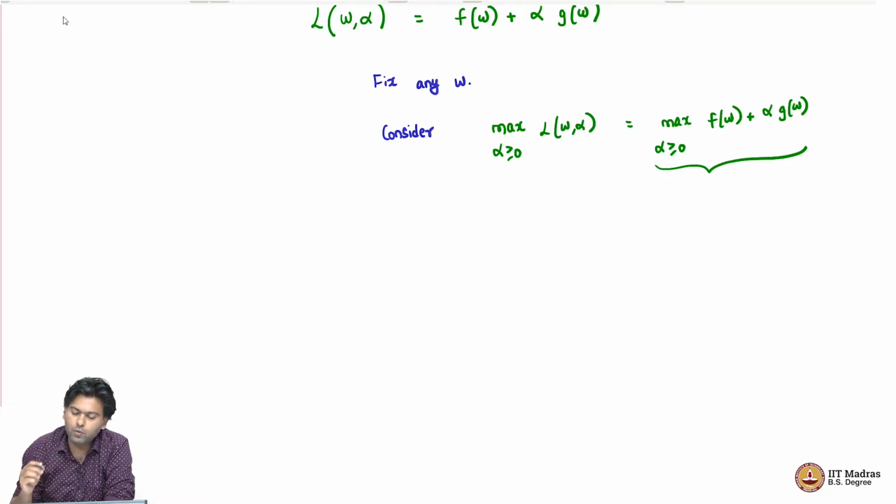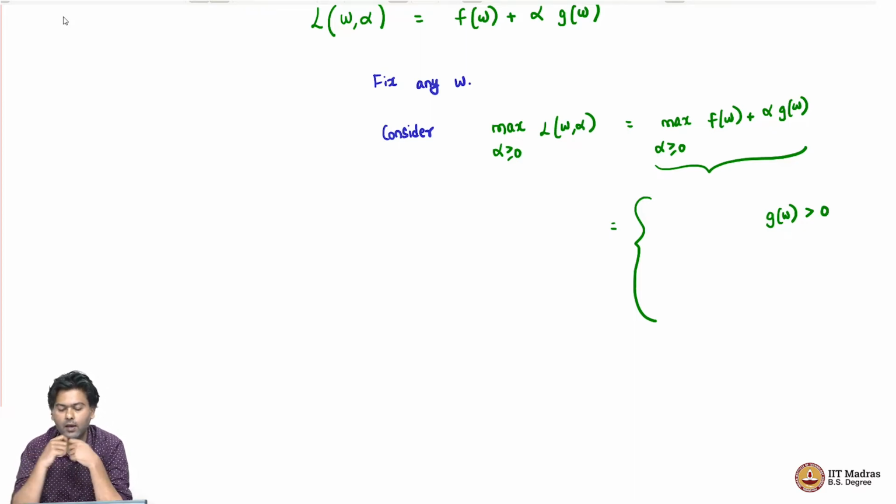Well, there are two cases to consider here, right? So now let's look at the first case where g of w is greater than 0. Let's say I gave you a w, remember, and that w has some f of w value, some g of w value, right? So it has some objective value, it has some constraint value also, which are evaluated at f of w and g of w. Now let's say for the w that I gave you, it so happens that g of w is greater than 0. Maybe g of w is 5, right? So it's a strictly positive quantity.